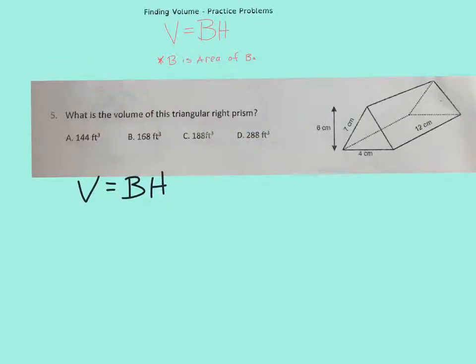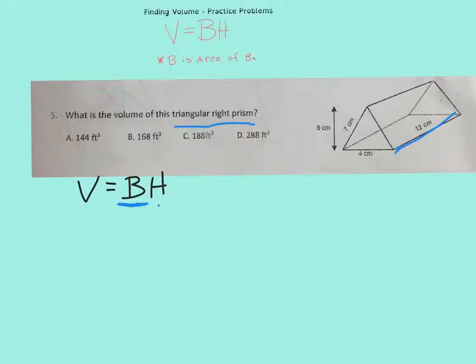Next problem is finding the volume of a triangular right prism. So if it's called a triangular prism, then the base is a triangle. So we need to find the area of the whole base, that's what the big B means, and then multiply it by its height, which is really the length or the distance from one triangle base to the other triangle.